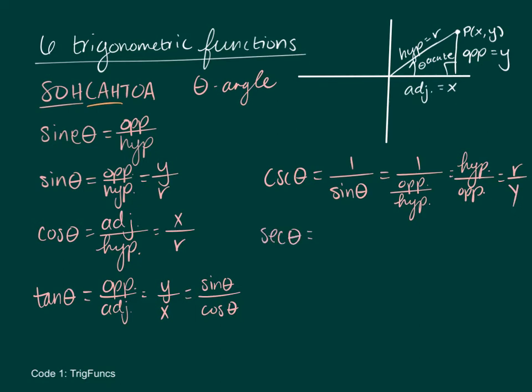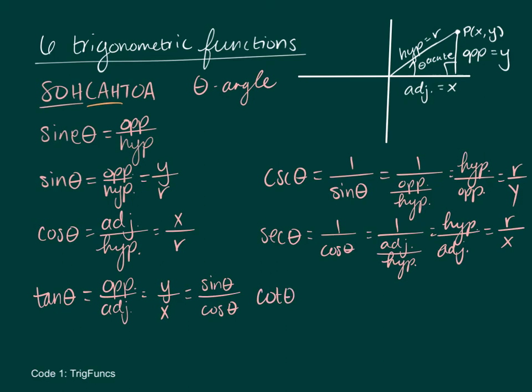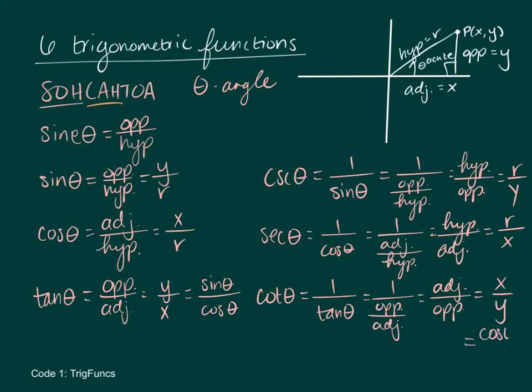Secant theta is the reciprocal of cosine theta. So this is 1 over adjacent over hypotenuse, so this is hypotenuse over adjacent, or r over x. And then lastly, cotangent is 1 over tangent theta. So this is 1 over opposite over adjacent, so this is adjacent over opposite, also written as x over y, or even cosine theta over sine theta.